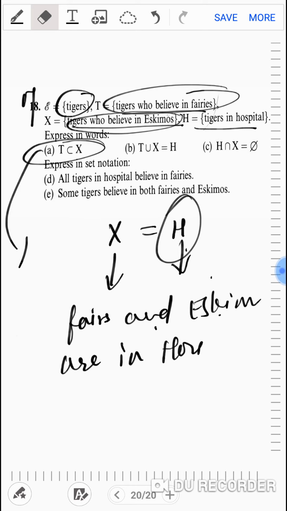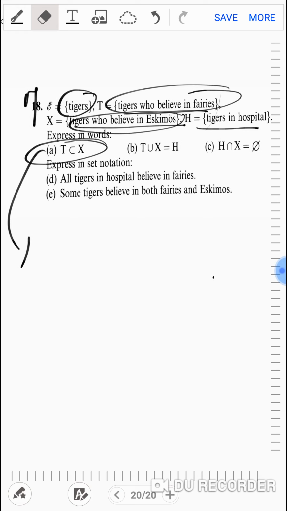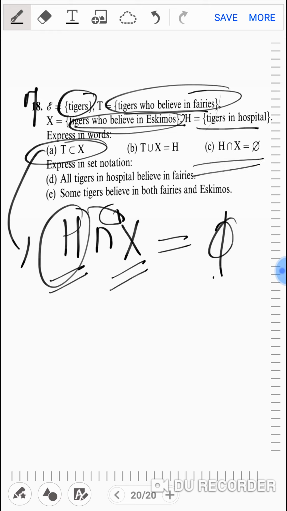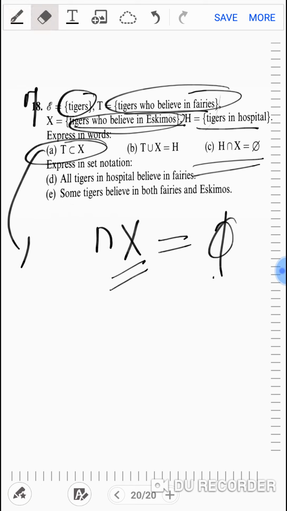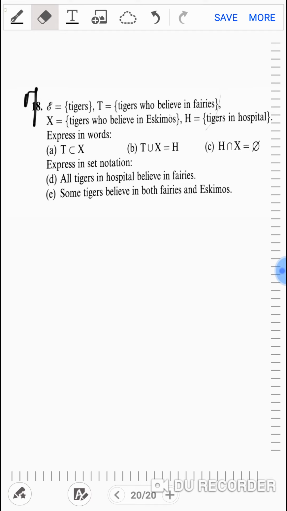Clear? Next is third, that is H intersection X is equal to null set. So there is no common between tigers in hospital and tigers who believe in Eskimos. So you can write there are no tigers in hospital who believe in Eskimos. Clear? That is the word interpretation of this symbolic expression.